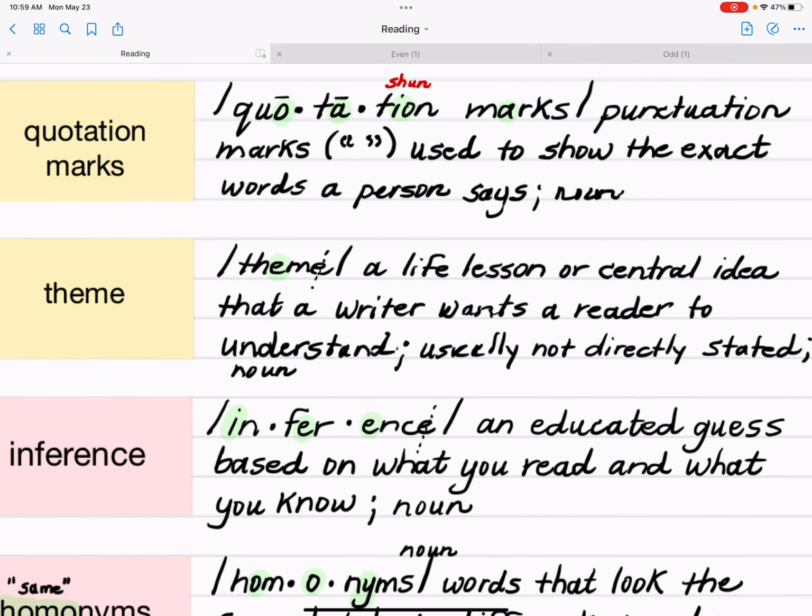So in this lesson, we are looking at theme in a passage. Again, I'm on page 58, and here is our example.